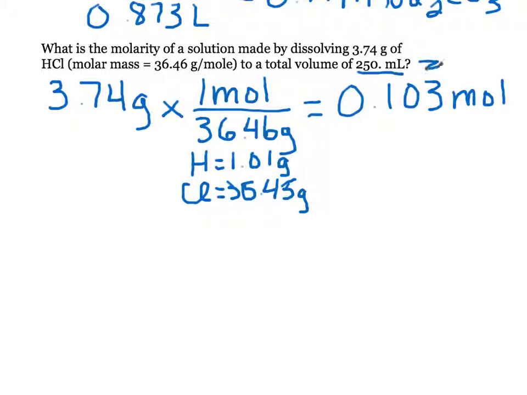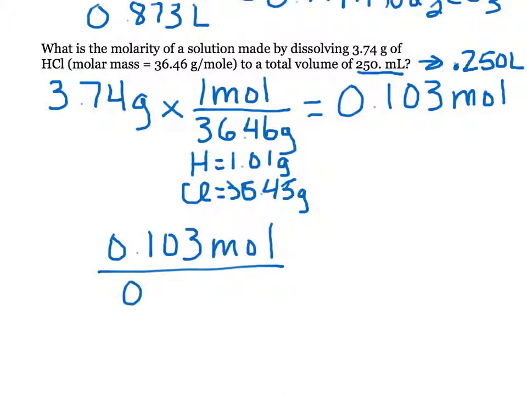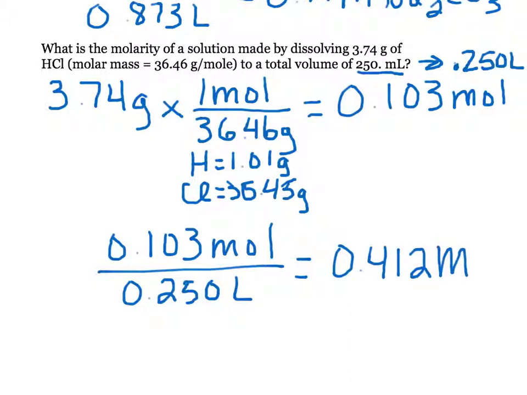250 milliliters is equal to 0.250 liters. So we're going to start with our moles on top, divide that by the number of liters we have of solution, and that's going to give us our molarity, which is 0.412 molar. Hopefully that's enough to get you started.